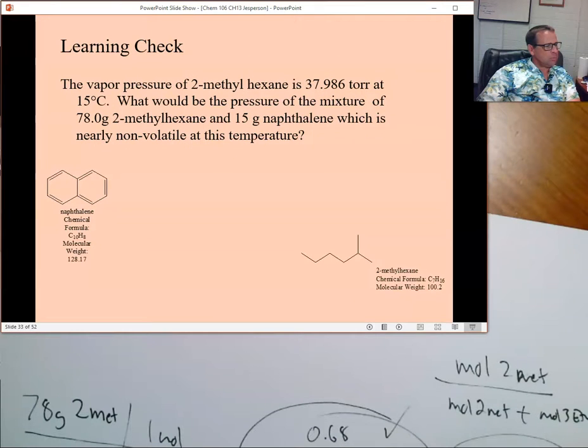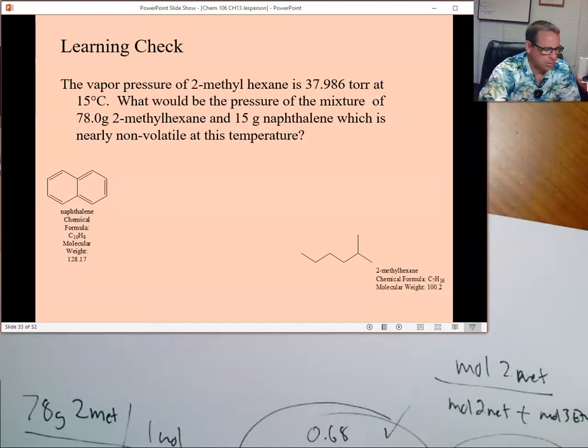All right, so Taiwan, if you want to look at this one for us, here's a second problem. Vapor pressure of 2-methylhexane, down here, is 37.986 torr at 15 degrees Celsius. What would be the pressure of a mixture of the 2-methylhexane and 15 grams of this stuff, naphthalene, which is nearly non-volatile at this temperature?